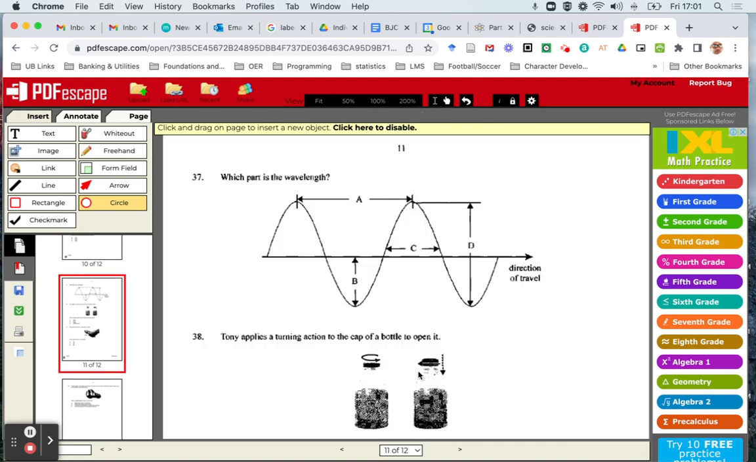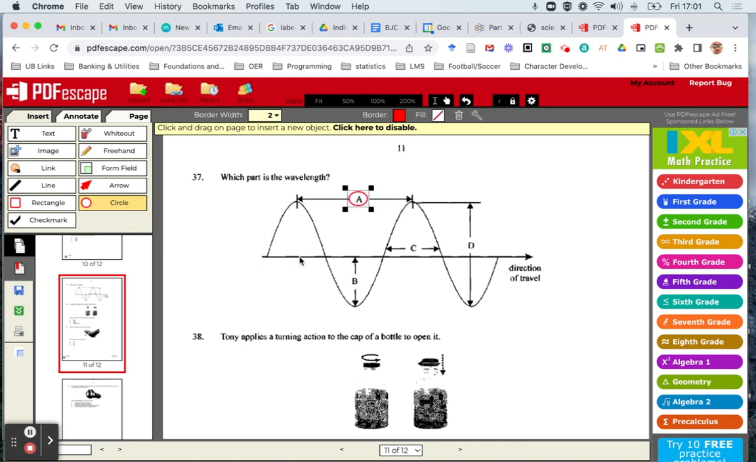A couple more questions. Which part is the wavelength? Whenever you're measuring the wavelength, you're always going to measure from peak to peak. And so from peak to peak is A. Wavelength is A.